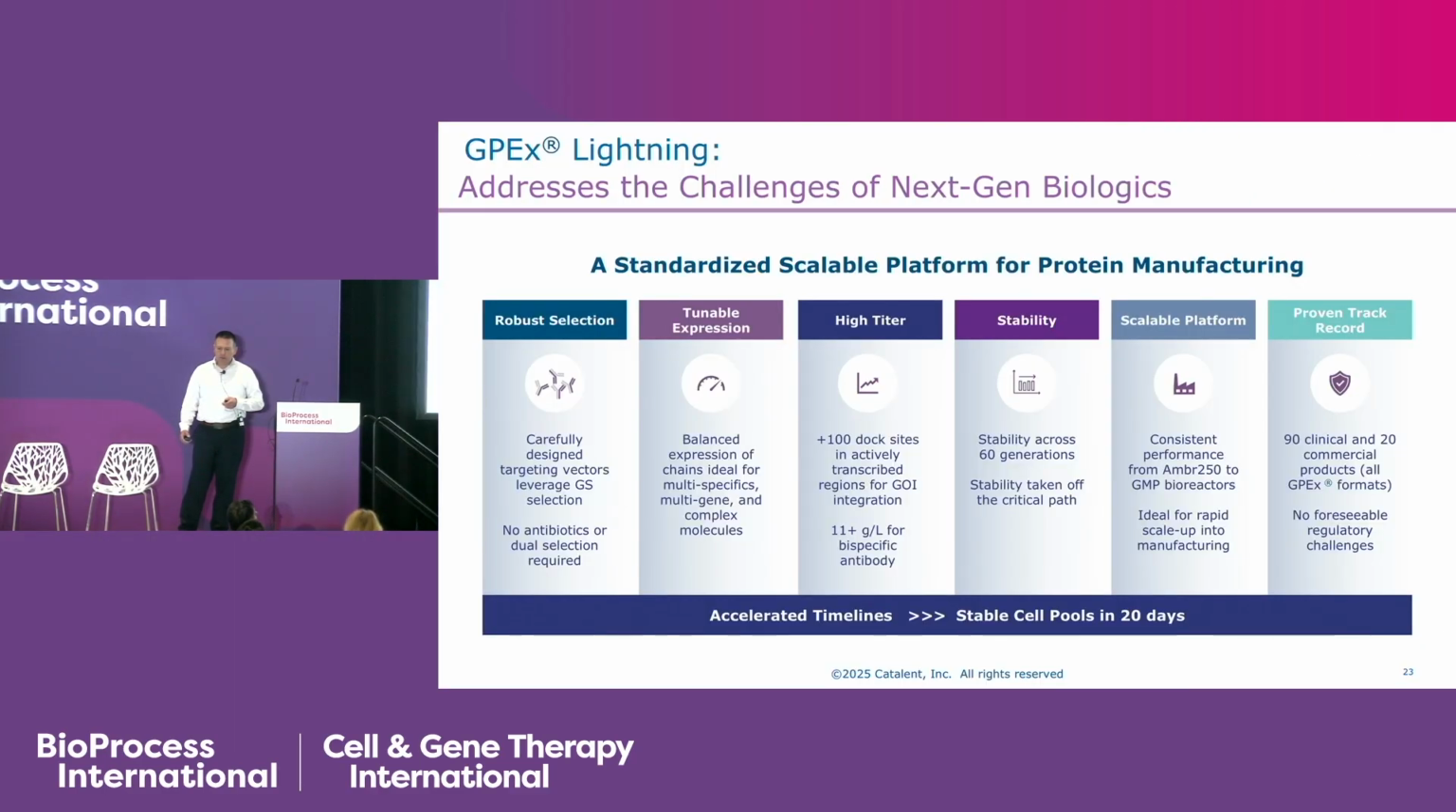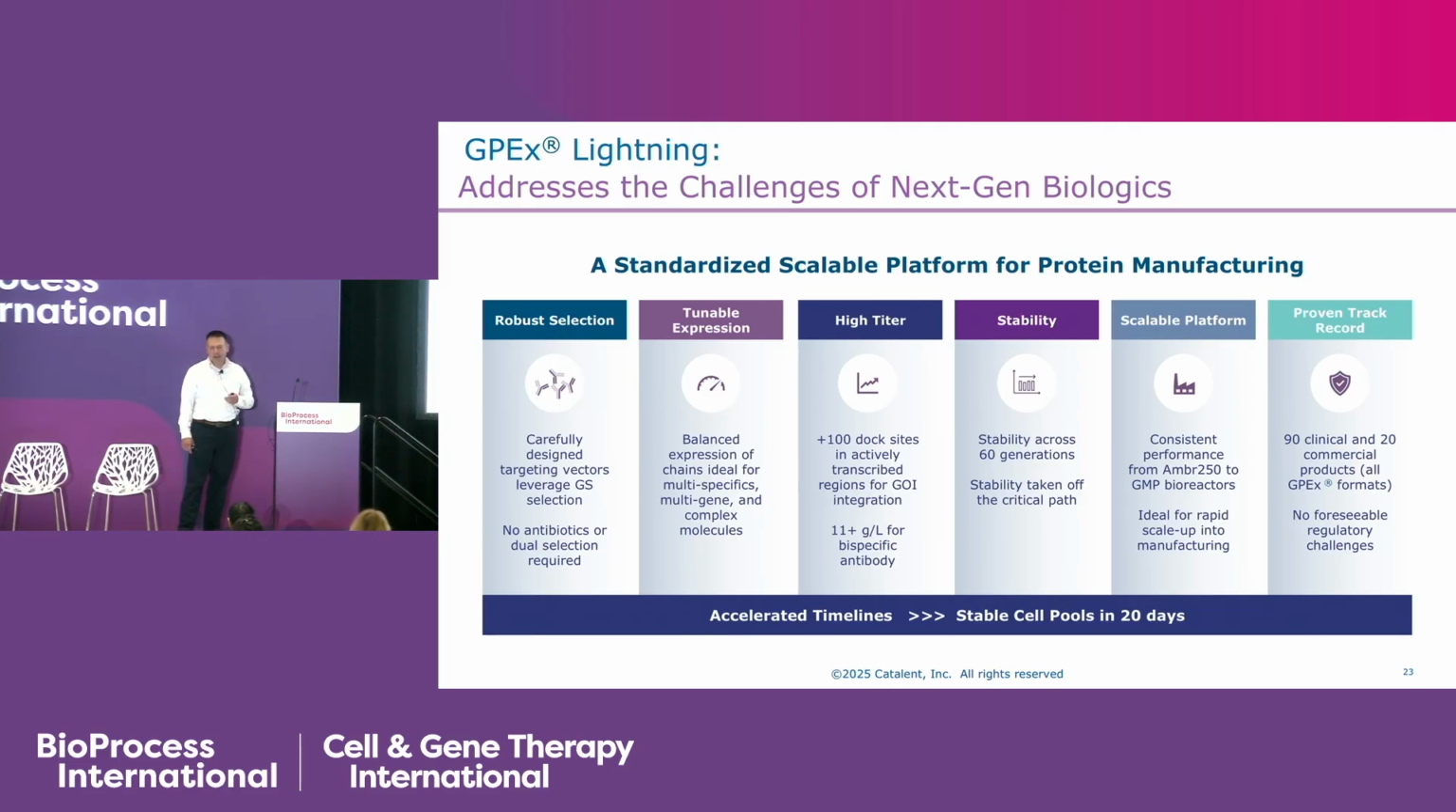So just to conclude here, we feel the GPEx cell line offers a lot of benefits, very quick development timelines to be able to optimize expression quickly and get early reads on product quality and titer. So our selection process is very robust. We get a lot of copies. Clones with up to 100% dock fill are not uncommon. We have tunable expressions, so we can really get that product quality right early.